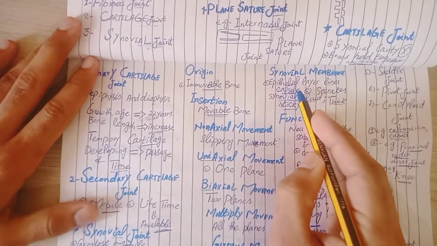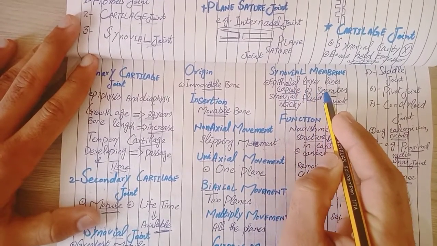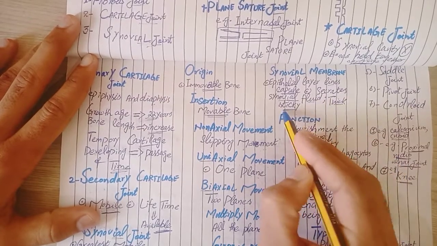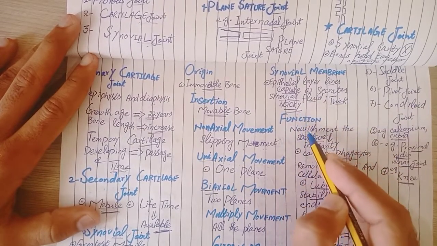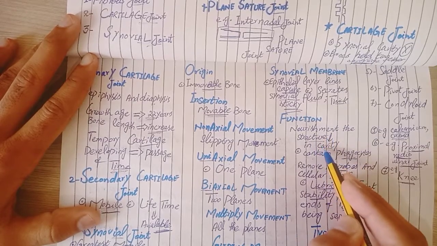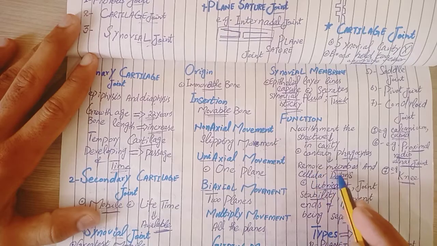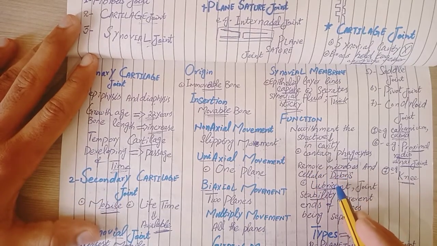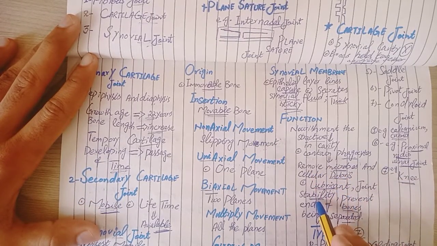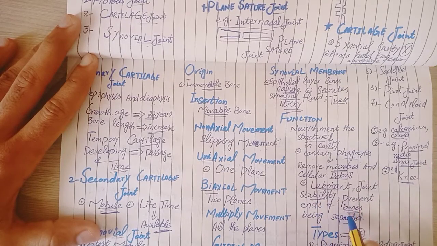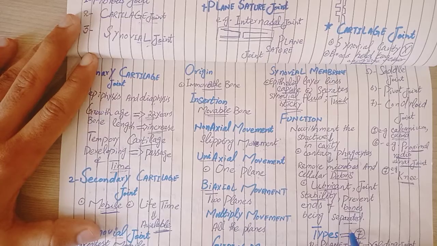Synovial membrane epithelial layer lines the capsule and secretes synovial fluid, thick and sticky in nature. Function: nourishment of the structures in the cavity; contains phagocytic cells that remove microbes and cellular debris. Lubricant for the joint, plays a vital role in stability, prevents ends of bones from being separated.